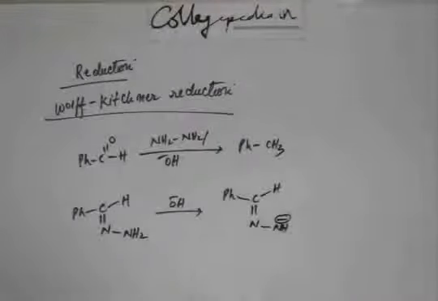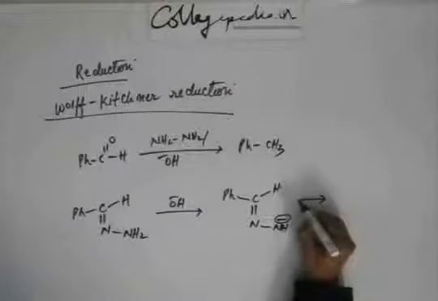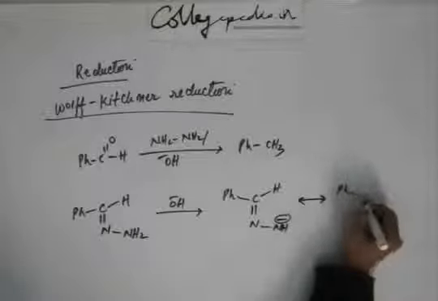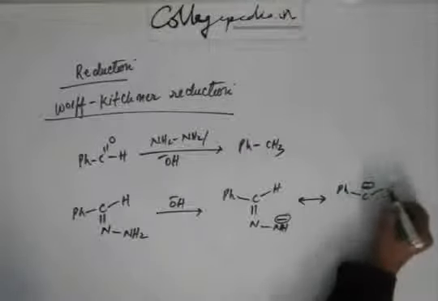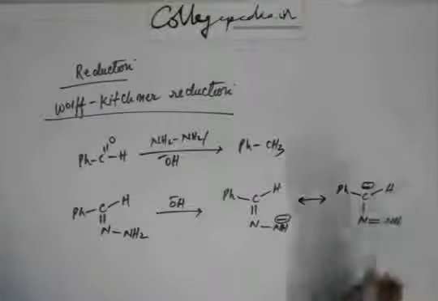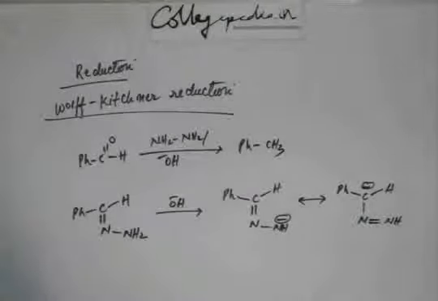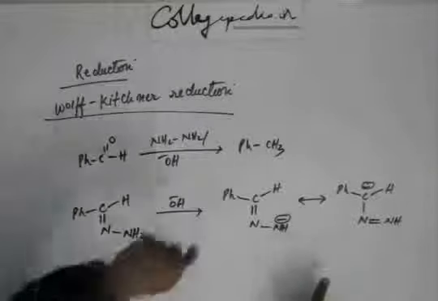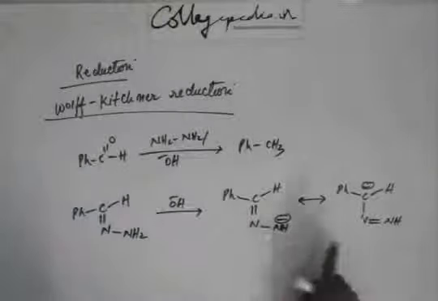Now this negative charge obviously is in conjugation with this double bond, so it can't help but do resonance. Did I draw the resonating structure properly? Yes, I did. Were you able to draw it properly? Alright, so this negative charge is going to come here. So this negative charge is going to be on both the atoms, this nitrogen and this carbon.